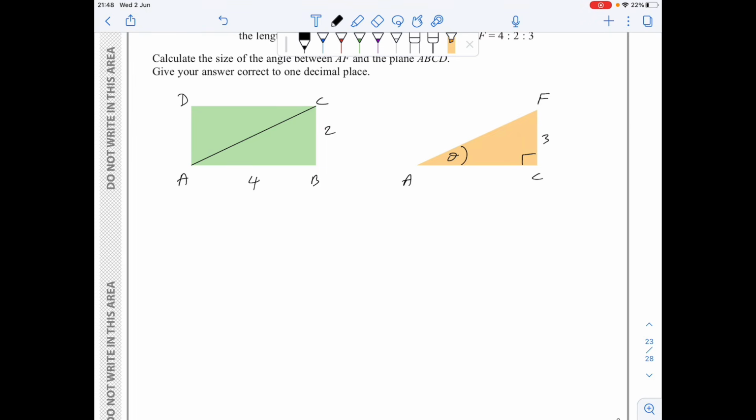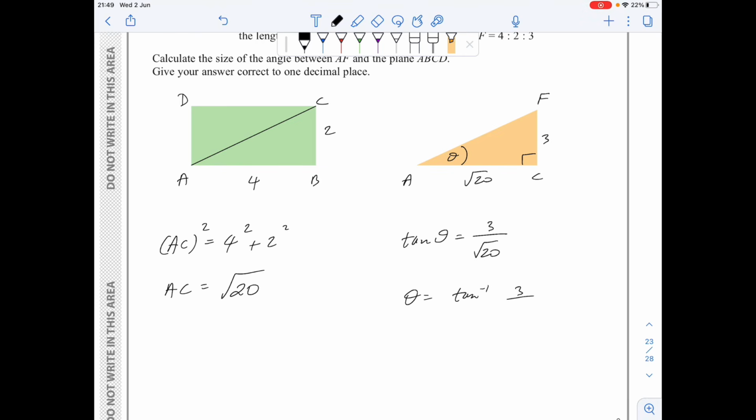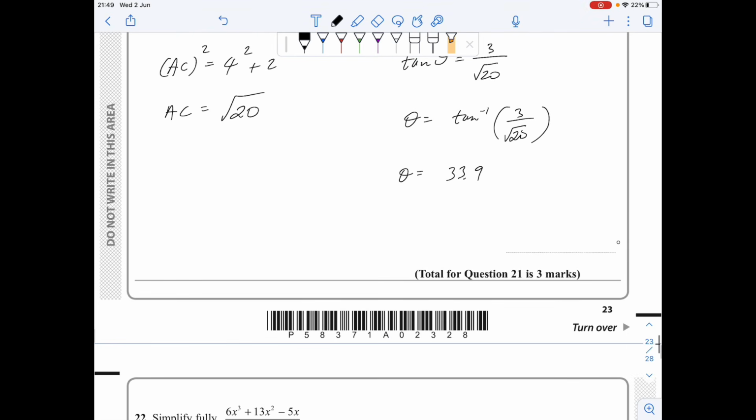So from the rectangular base, I will use triangle ABC and Pythagoras' theorem. So AC squared is equal to 4 squared plus 2 squared. So AC is the square root of 20. And then in the yellow triangle, tan of theta is equal to 3 over square root of 20. AC was found from before, so that's square root of 20. So theta is inverse tan of 3 over square root of 20, which comes out to be 33.9 degrees to 1 decimal place.